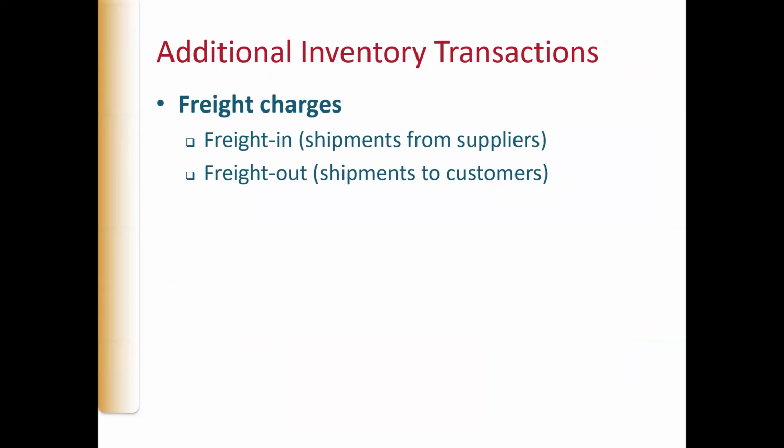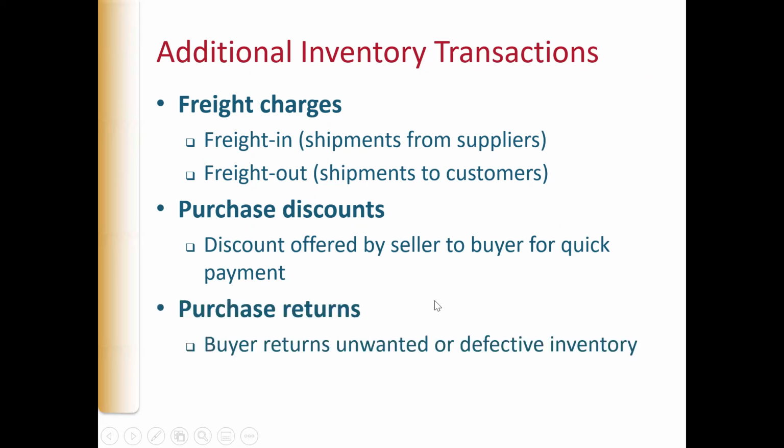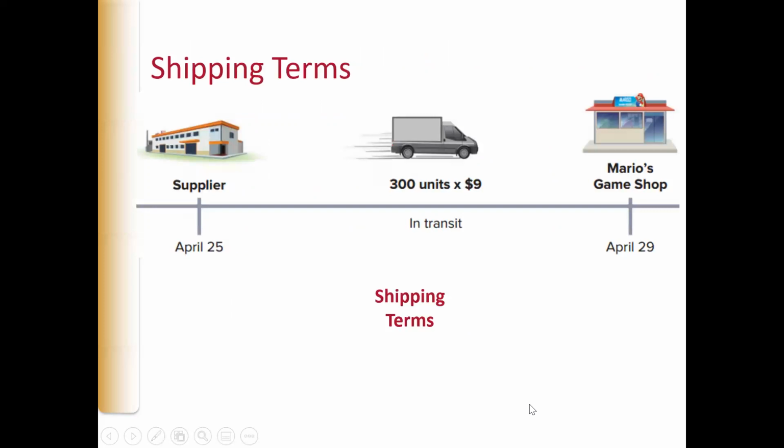Now, there are some additional items that go into inventory. Freight in are shipments from suppliers that we pay for, and freight out, shipments to customers we pay for. There's also something called purchase discounts, and there are purchase returns. So we're going to talk about how these various transactions affect our inventory.